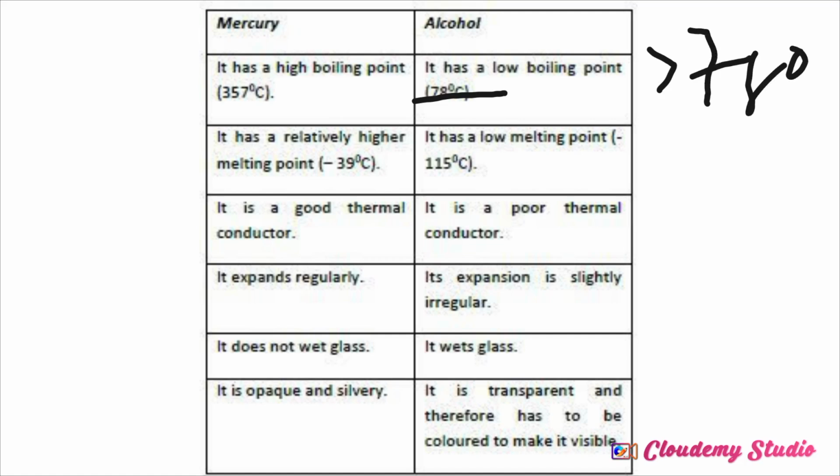Mercury also has a higher melting point and is a good thermal conductor. It conducts more and expands regularly. Alcohol, on the other hand, undergoes irregular expansion, which makes it harder to read the thermometer.